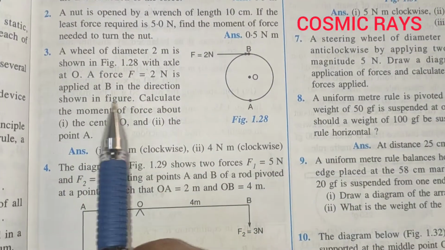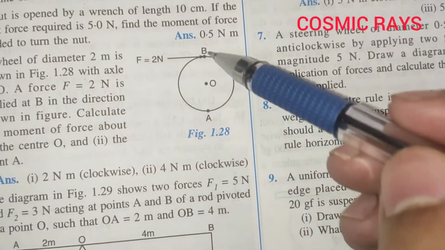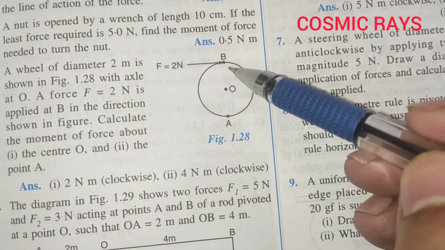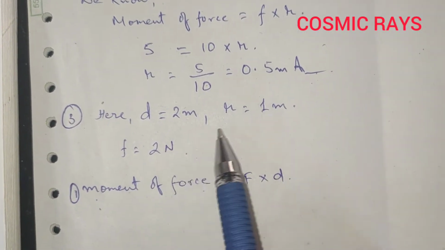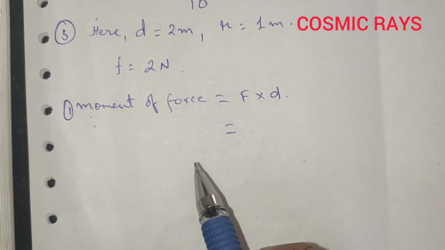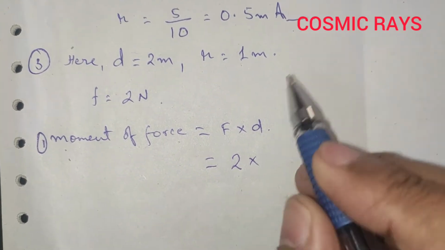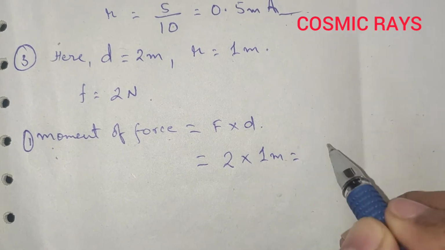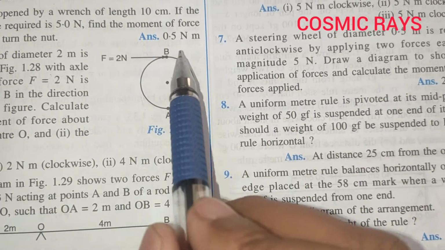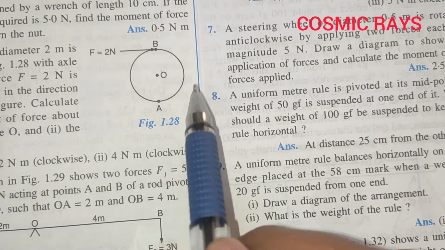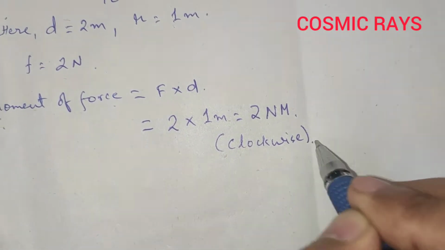The first part says calculate the moment of force about the center O. So at center O the distance is from B to O, that is the radius, which we have already calculated as 1 meter. So we simply put the values. Moment of force will be force of 2 Newton multiplied by distance, the radius, 1 meter. So we get 2 Newton meter. And since the direction of force is this way, this will produce a moment of force in this direction, which is clockwise. So we just write clockwise direction.